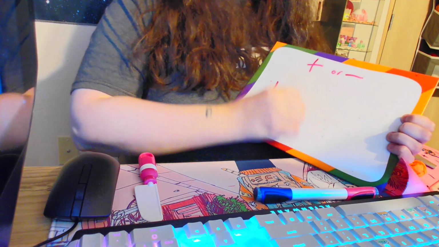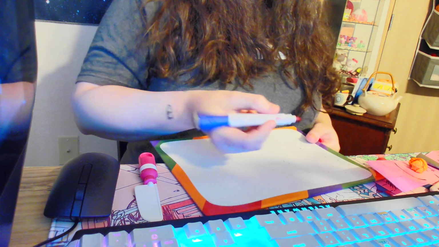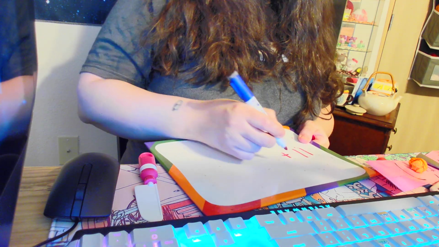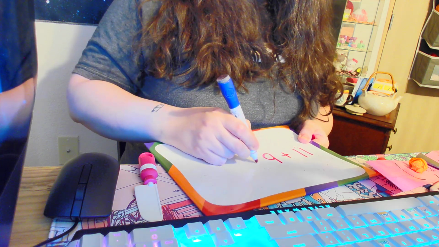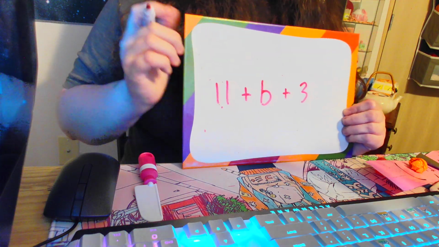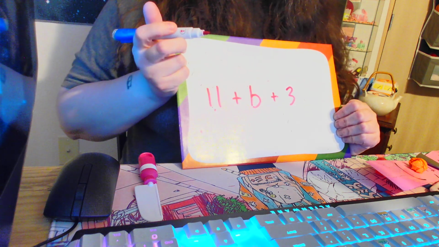Okay? So if we had a problem, what would that look like? I'm going to make up a problem here. Let's do 11 plus B. We're going to go with B. I'm on a B roll today. Plus 3. Okay? What if we had something that looked like this? 11 plus B plus 3.